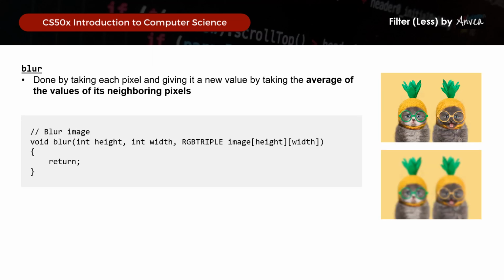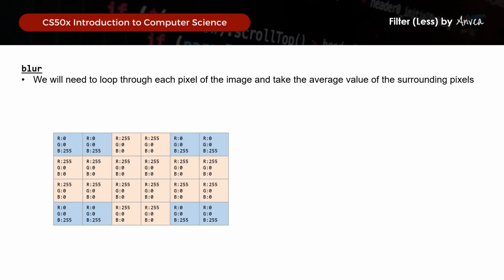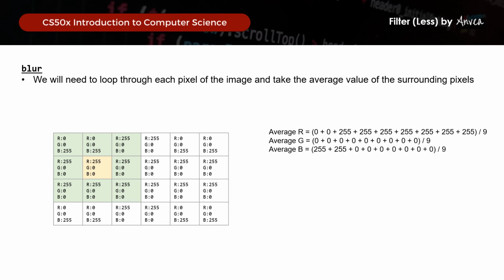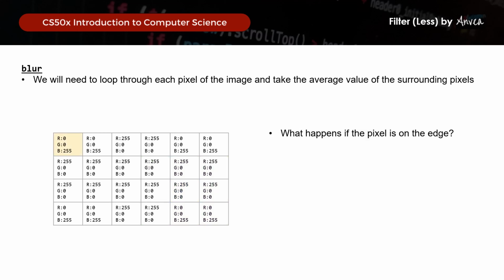Next, let's work on blur. Blur is actually a little bit trickier, so I'll be spending more time on this. For blur, this is done by assigning each pixel a new value which equals the average of its neighboring pixels. So let's look at this example where we have a blue and red image. Looking at this particular pixel as an example, we will need the average of its surrounding values. So the respective R, G and B values will be based on summing up all the RGB values of the 9 pixels and getting the average. Likewise, for another pixel, we will take the RGB values accordingly. Now, what happens if the pixel is on the edge?